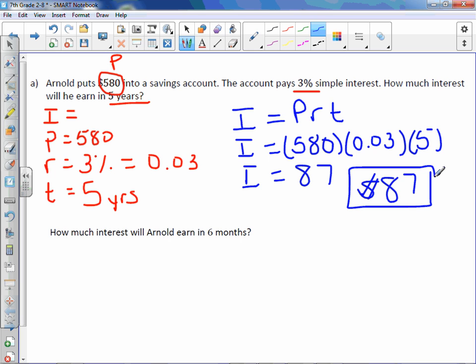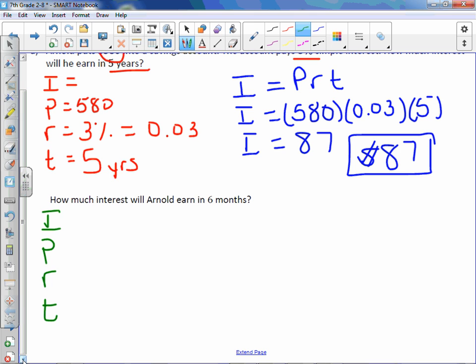Now the second part is a little bit tricky. It's based off of this original problem, only the thing that changes is the time. So we have I, P, R, and T. We still don't know I. The principal is still 580. The rate is still 3% or 0.03. And the time is 6 months. Now, we need time in years.